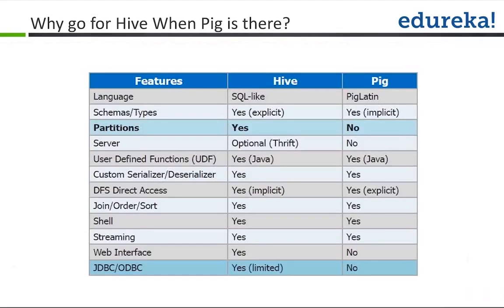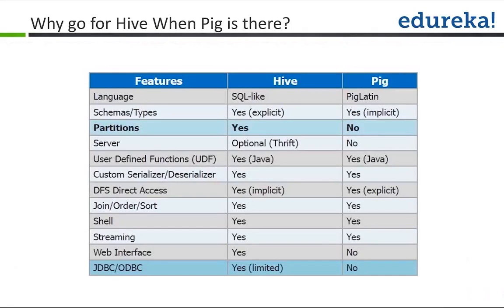In terms of UDFs, user-defined functions, both of them support them, and most of these UDFs will be in Java. Serialize and deserialize, both Hive and Pig support that. DFS direct access, yes, you can read the data directly from Hive as well as Pig. Both of the data sets can be stored inside the Hadoop file system.